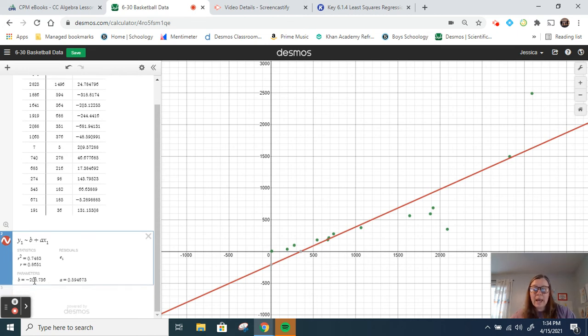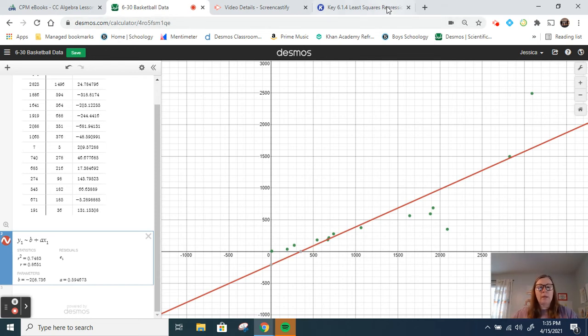And then it gives you this A and B value right here. And that's what we're interested in, because in our equation, we're going to plug in this negative 208.736. That's our B value, and our A value is 0.594 or 5. I would say 5. The 6 bumps up to a 5.